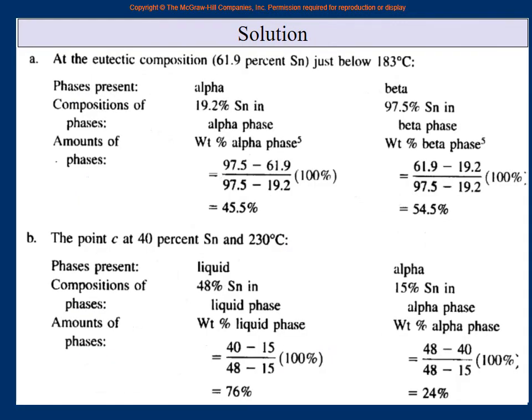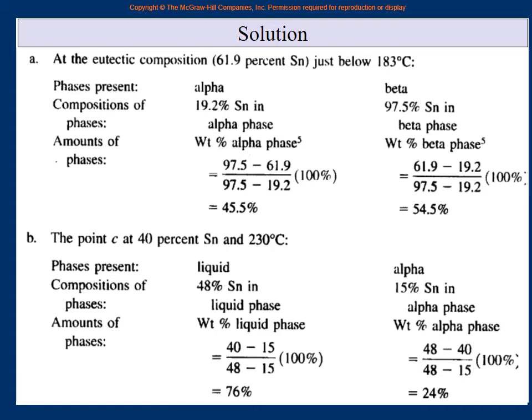So just go through these, right, at 61.9%. Now this is important. You see, just below 183 Celsius. So go back to the diagram. I can't go back here, but go back to the diagram. Just below 183 Celsius, make a tie line. Just below, not at it, just below. Just below means assume that it is the tie line.